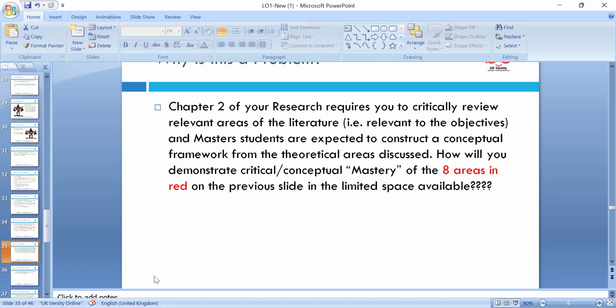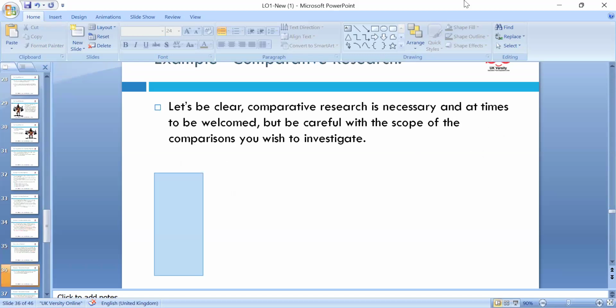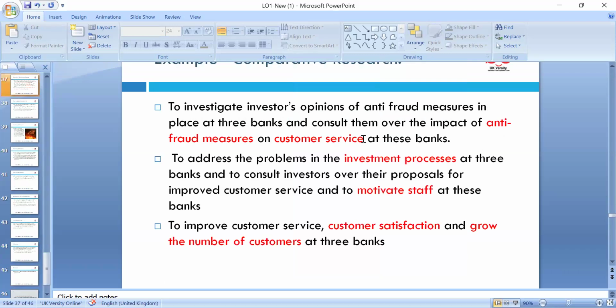So we can look at the areas highlighted in red in the previous slide, which is also quite useful. Okay, let's be clear that comparative research is necessary at times. Be careful with those scopes and comparisons. So please, you will see these anti-fraud measures.